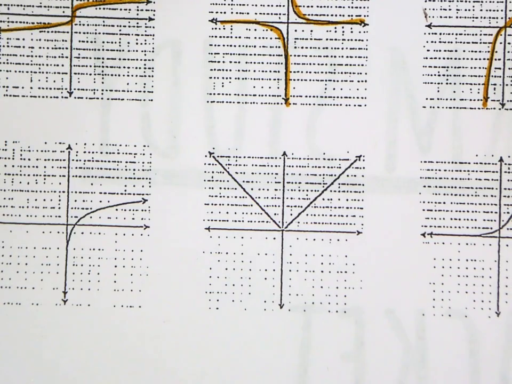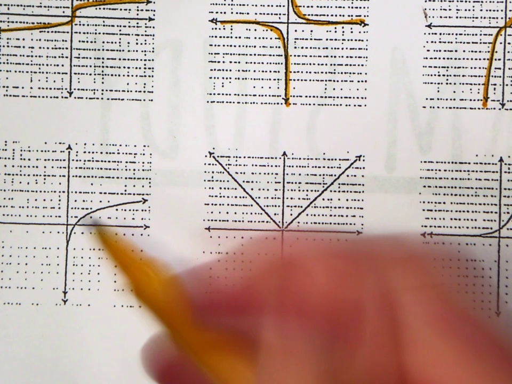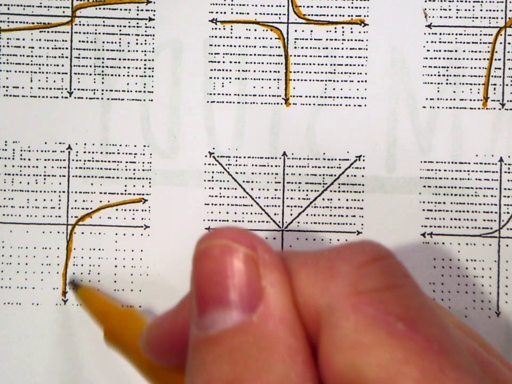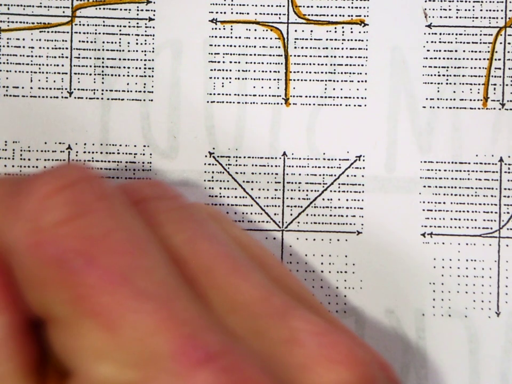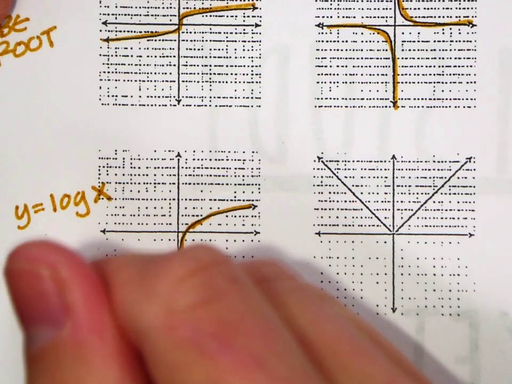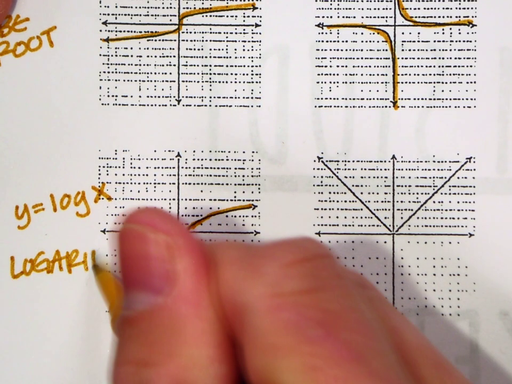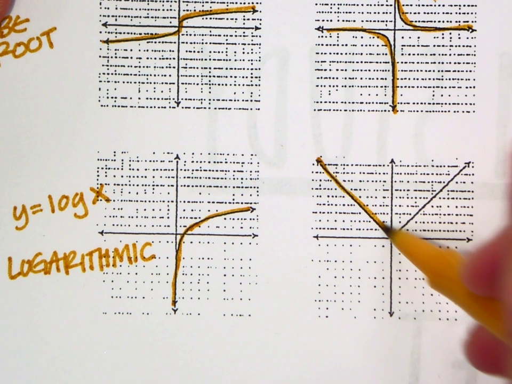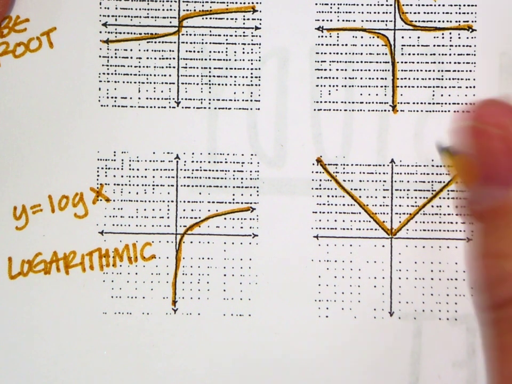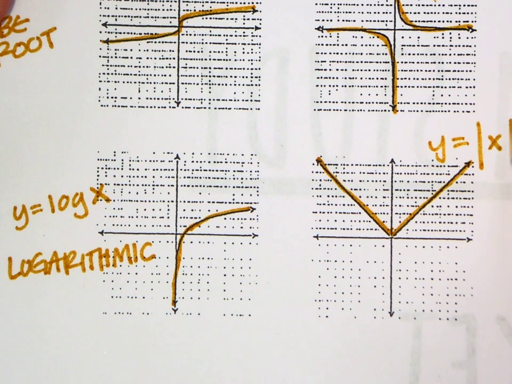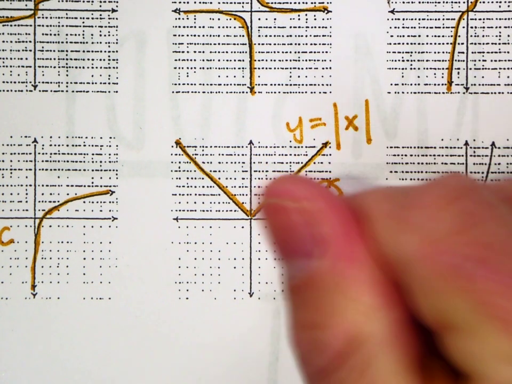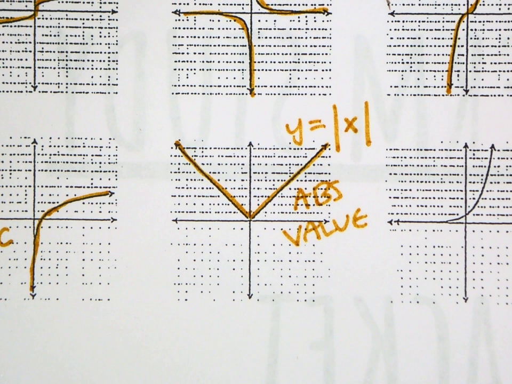All right, then down here, so this one looks really close to the square root function, but if you see it doesn't stop, it's going to go along that y-axis, and so that's called your log function. Logarithmic. The v, that's your absolute value function. We talked about that in the beginning of the year. It's got those bars. Absolute value.